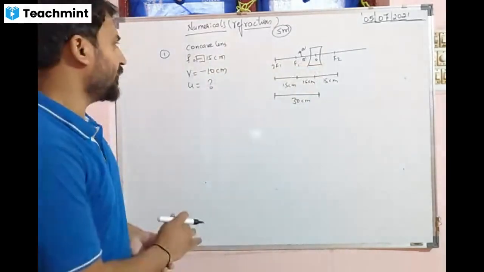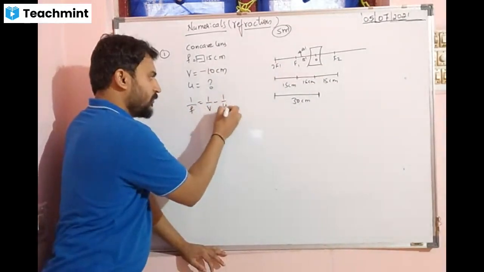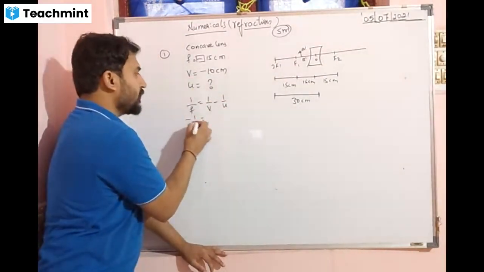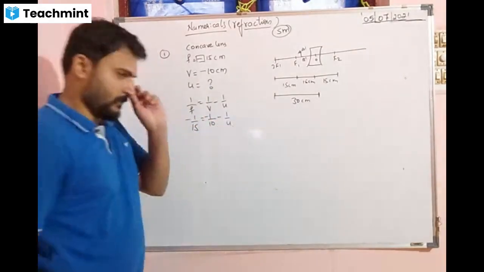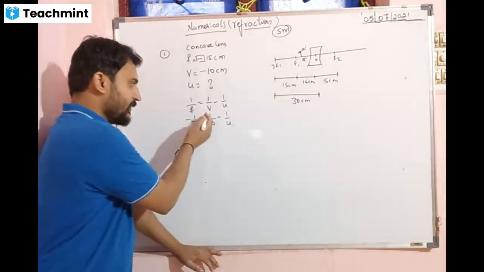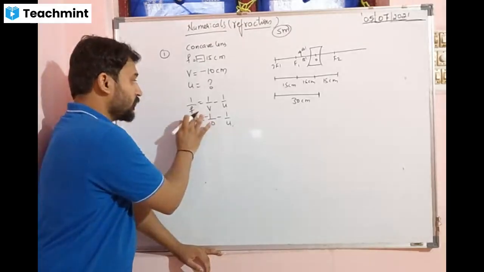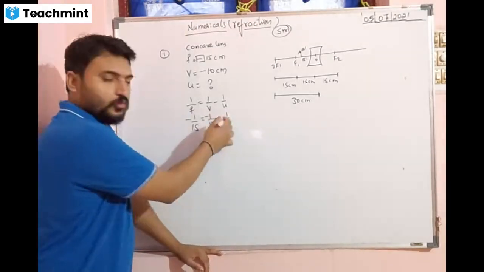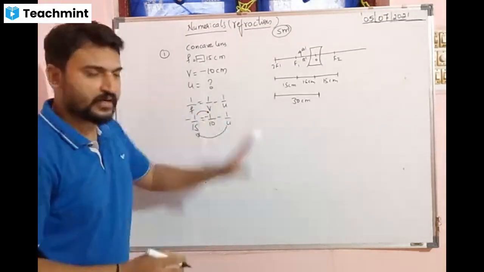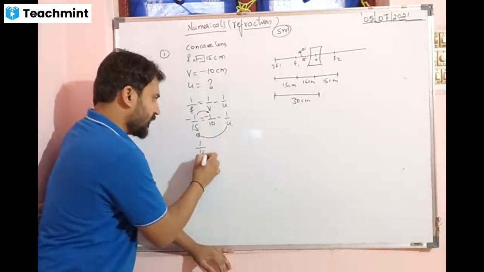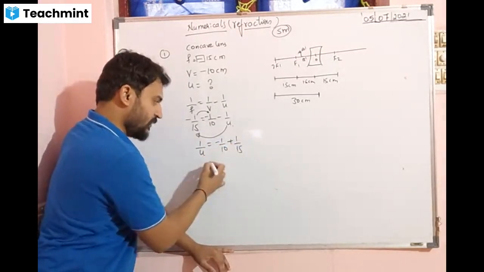Okay, let us check where it is actually. The formula: 1 by f equals 1 by v minus 1 by u. Substitute: minus 1 by 15 is equal to 1 by minus 10 minus 1 by u. I'll take this to the left side. Wait, u is negative, no? So I have to make it positive. So I will take this to the left side and that to the right side. Minus 1 by u becomes plus 1 by u, equal to minus 1 by 10 plus 1 by 15.